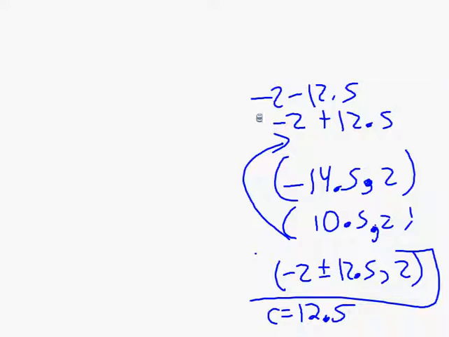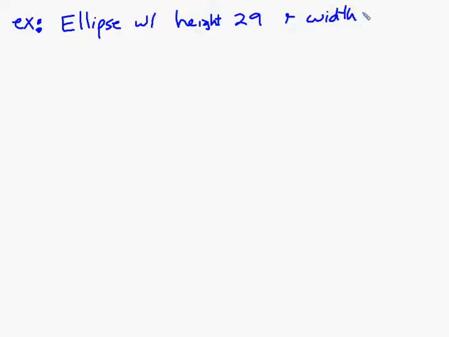All right, let's get to puzzles. So that was a warm-up for the puzzles. I have an ellipse with height 29 and width 53. Find the equation in work form.